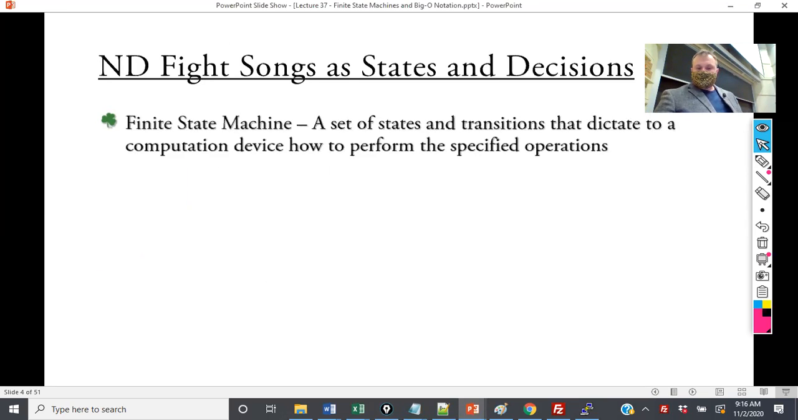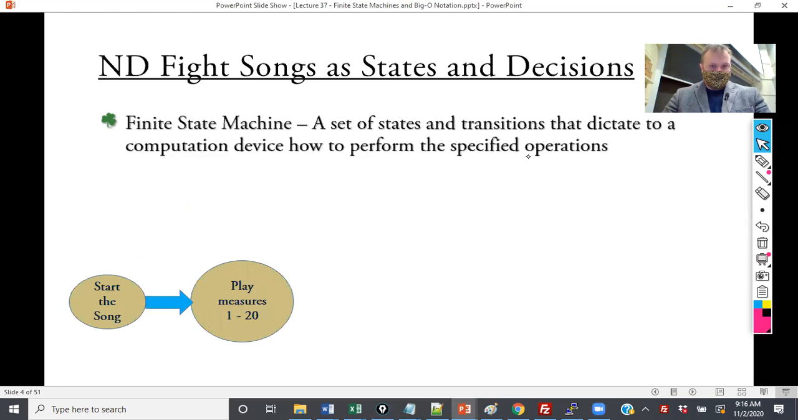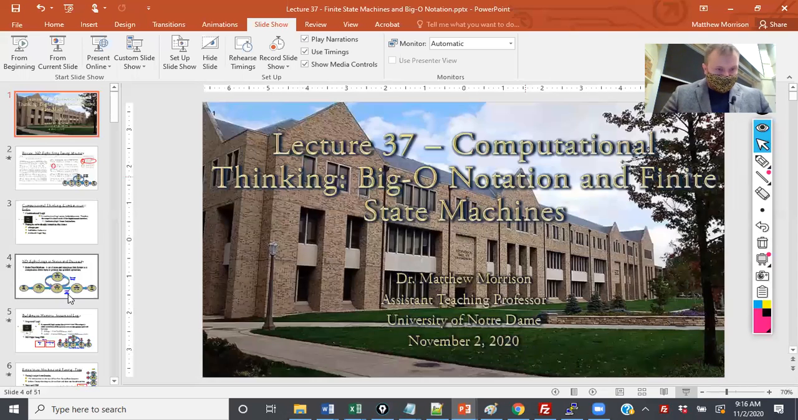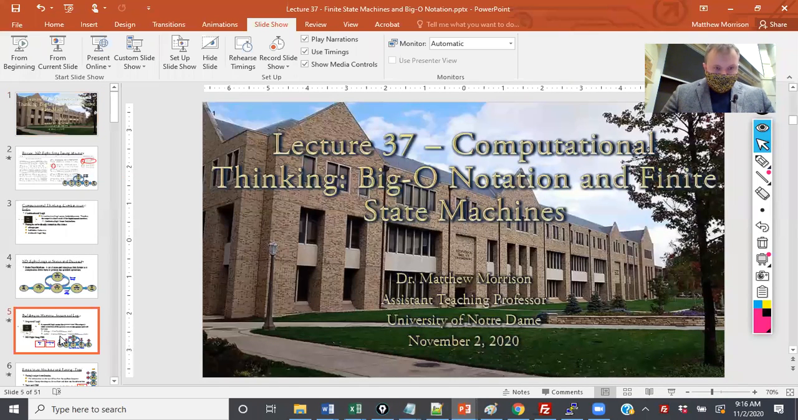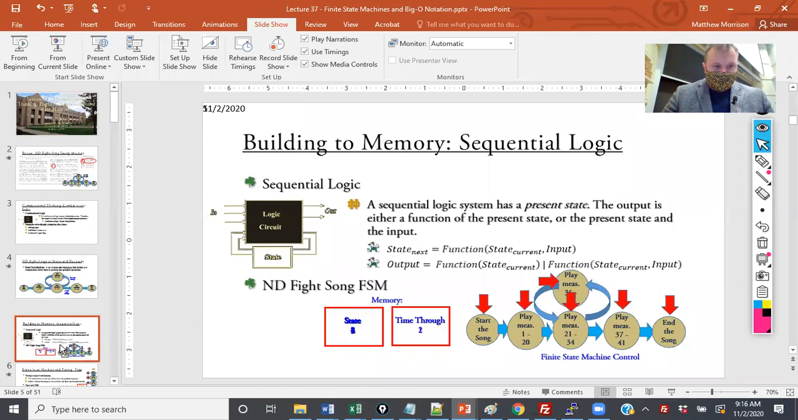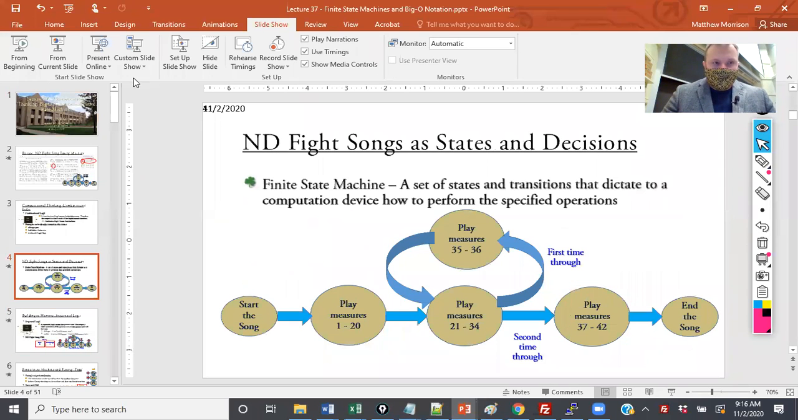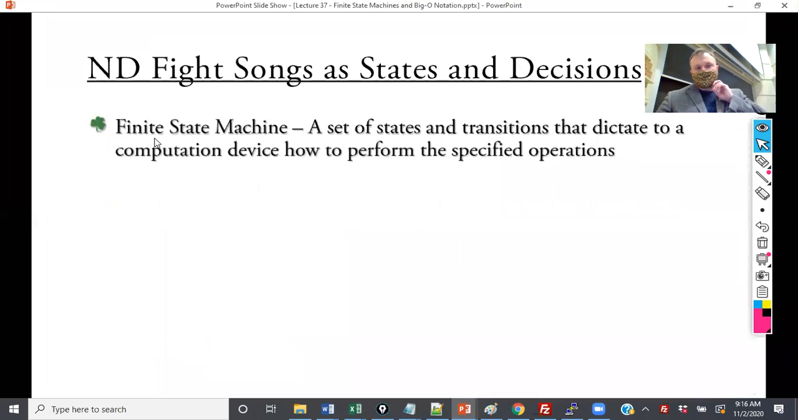Oh, I thought I had the sequential. So let me go through and we start here, we start the song, and this finite state machine allows us to determine how each of these things work. If you don't mind, I'm going to press escape because my PowerPoint seems to be struggling this morning. I'm just going to, oh, you know what? I see why. Okay, so how about this? I'll just quickly go through this again.